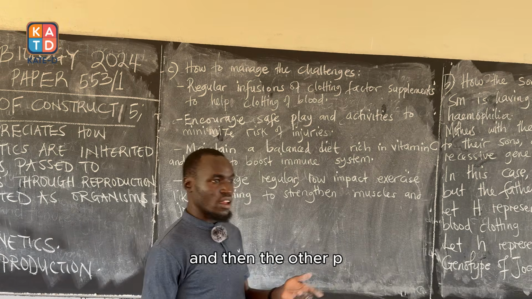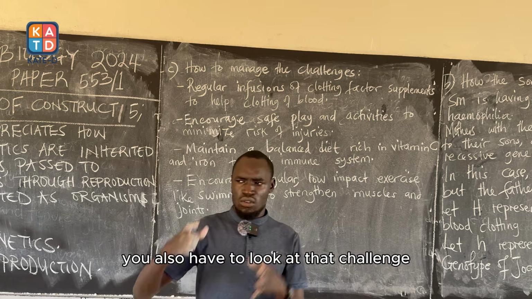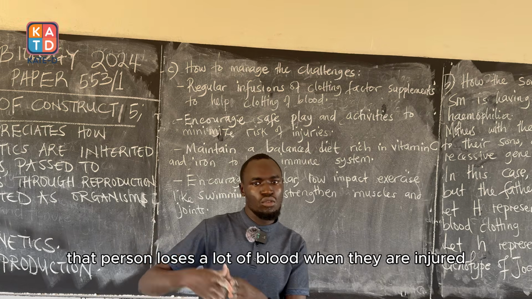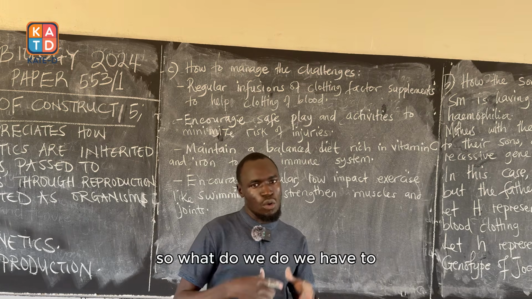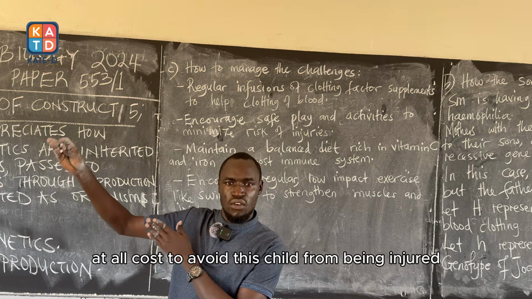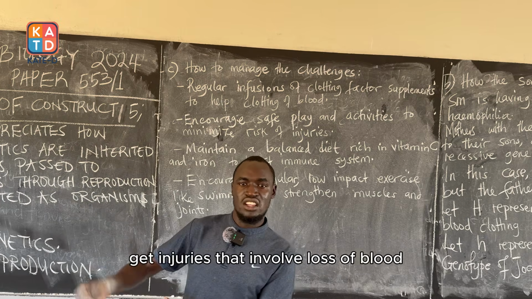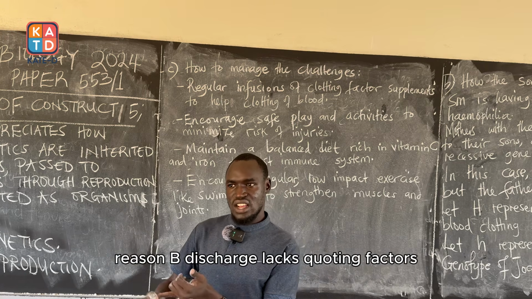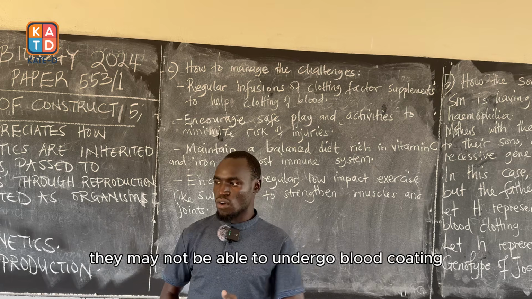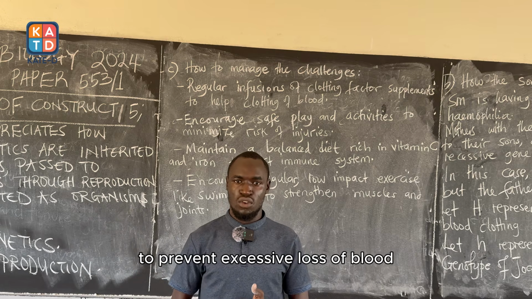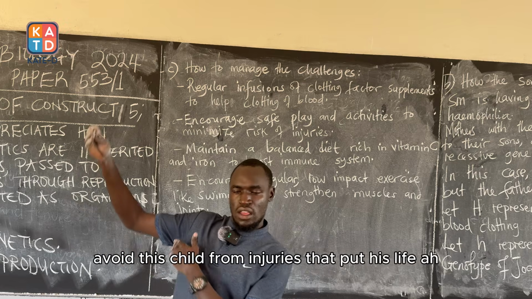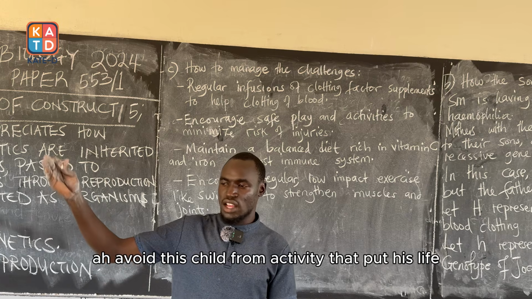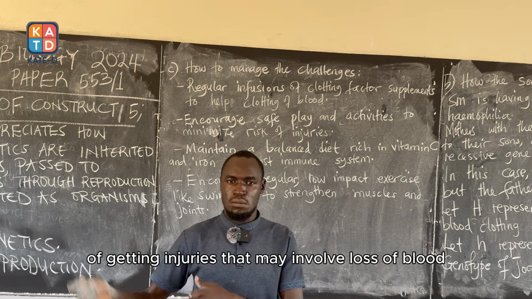And then the other thing you also have to look at is the challenge of this person losing a lot of blood. And when does this person lose a lot of blood? The person loses a lot of blood when they are injured. So what do we do? We have to, at all costs, avoid this child from being injured. This child shouldn't get injuries that involve loss of blood. The reason being, this child lacks clotting factors, and in case of an injury, they may not be able to undergo blood clotting to prevent excessive loss of blood. So avoid this child from activities that put his life at risk of getting injuries that may involve loss of blood.